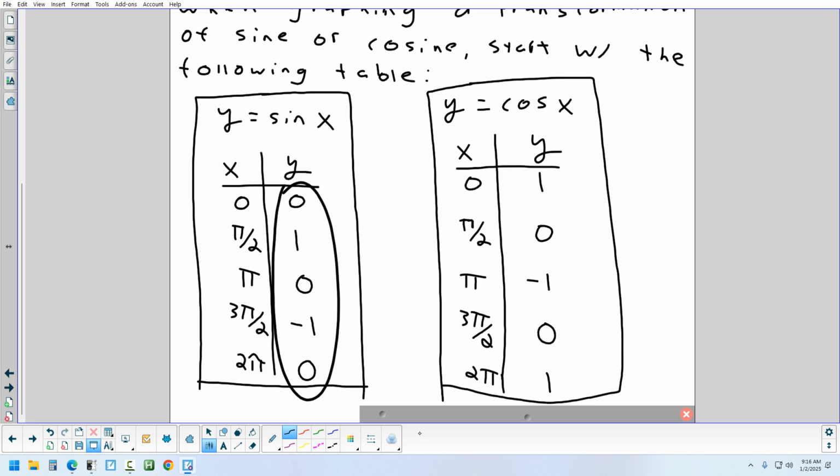And it does make a difference which one you use. If you use the wrong table, the x's would still match, but all the y values would be off by 1.